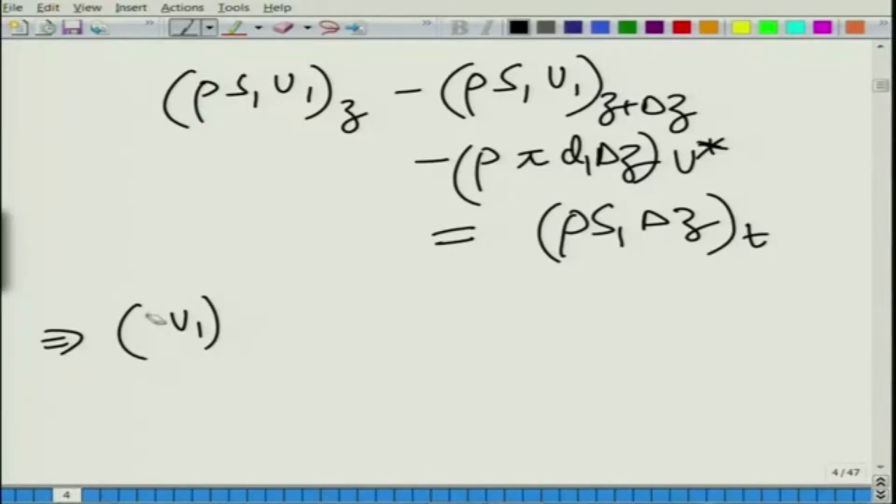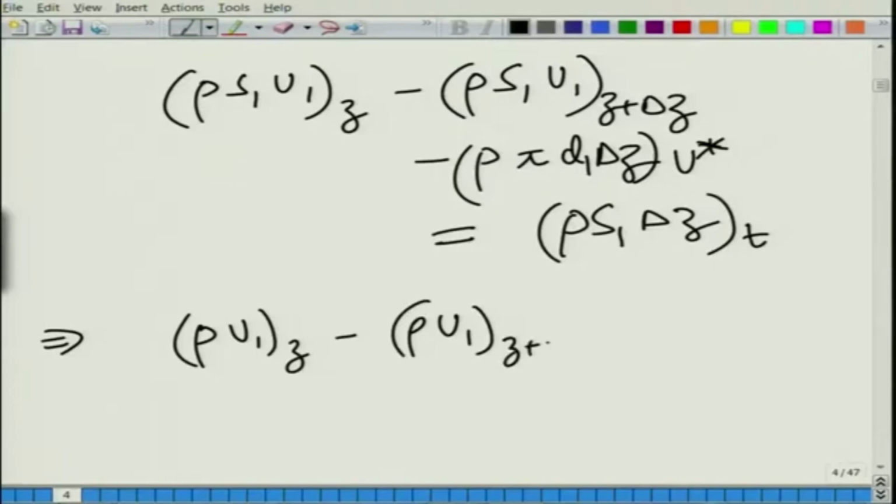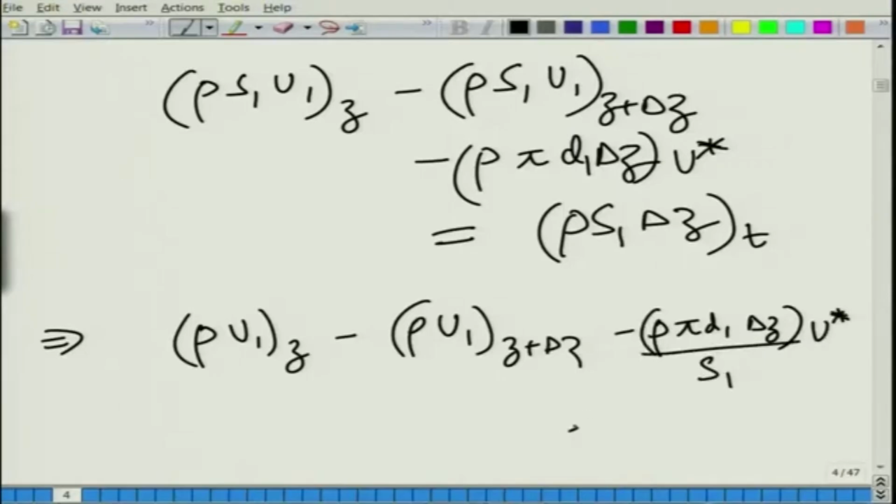Now, let us do one thing, let us divide throughout by this. So, we should also divide the entire thing by delta z first, or probably we can divide throughout by S1. Let us do that first. Dividing by S1, we will get u star is equal to rho delta z t. Now, we again divide throughout by delta z.